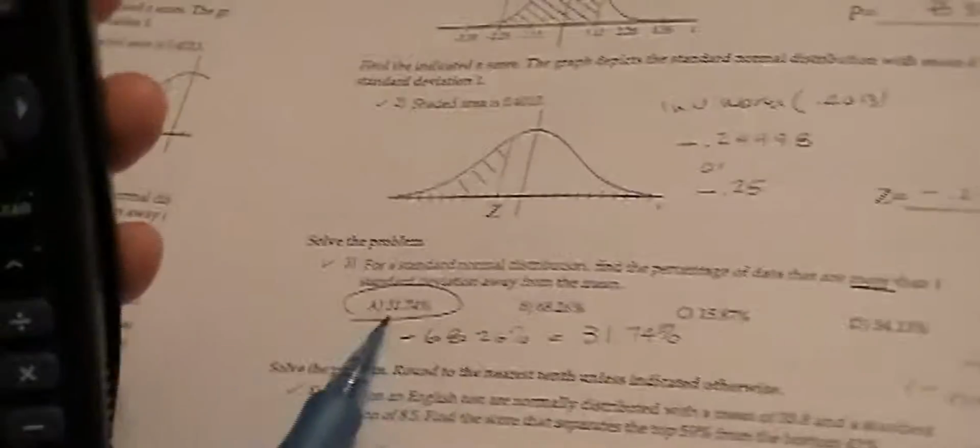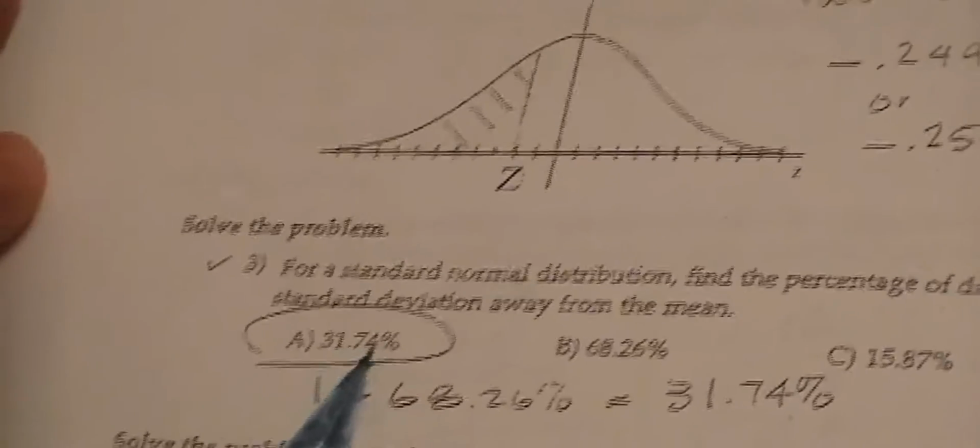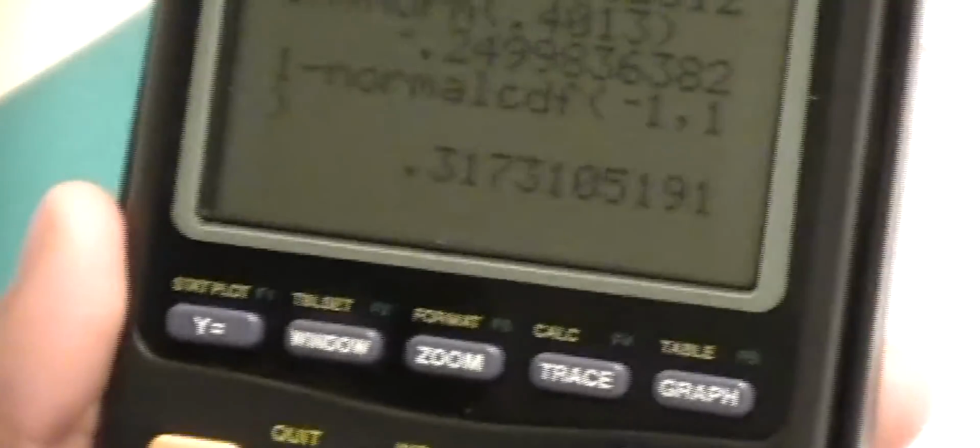Which he converts to a percent because he's asking for a percentage. So it becomes 31.7. I don't know how you got 7.4, but it's the closest answer, so you would just go with that. Okay. And that's it for 6.2 in this test.